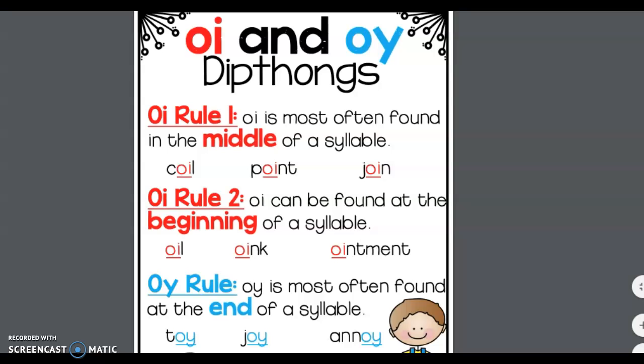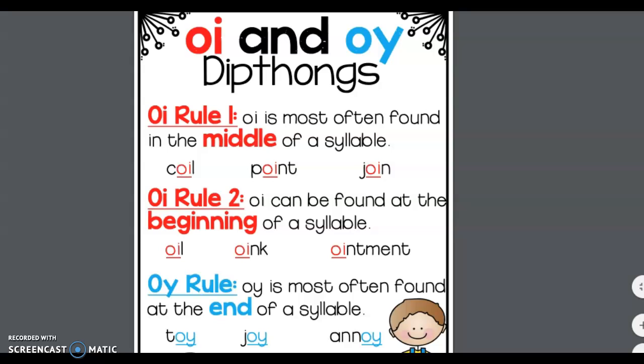Page 50 and page 51 talk about the diphthongs OI and OY. OI and OY both make the sound OI. Okay, OI is most often found in the middle of a syllable. For example, coil. You can see that OI is in the middle of the word. Point, join.